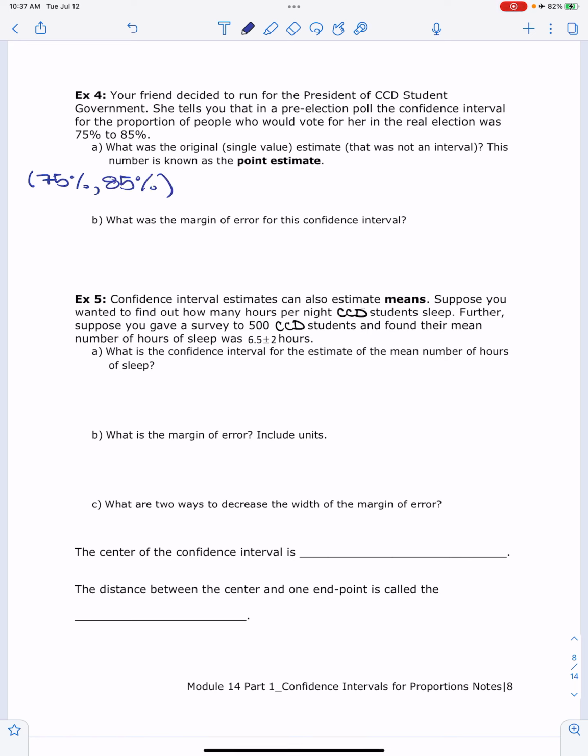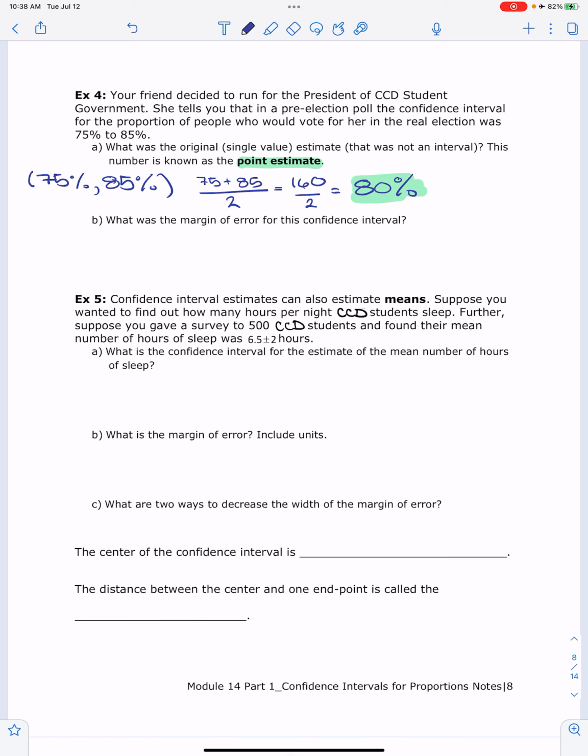What was the original single value estimate that was not an interval? This number is known as the point estimate. So remember that our point estimate has to be the number exactly in the middle. So we can find that by averaging the two ends of our interval. I got 160 divided by 2, which is 80%, which makes sense because 80 is halfway between 75 and 85.